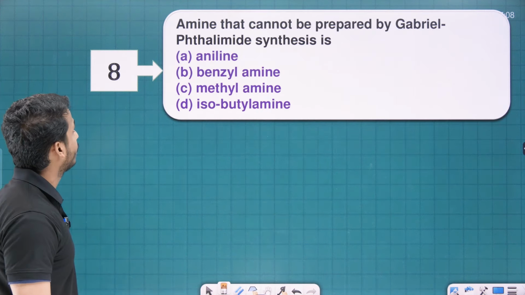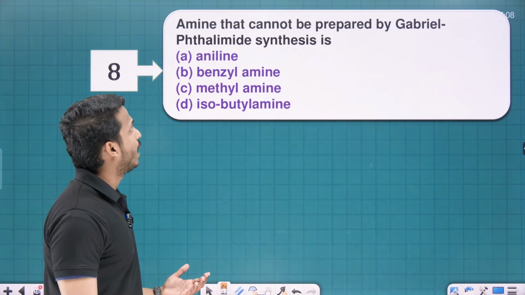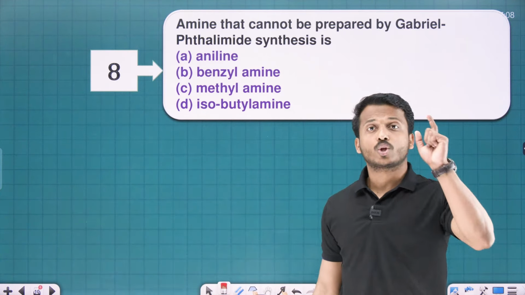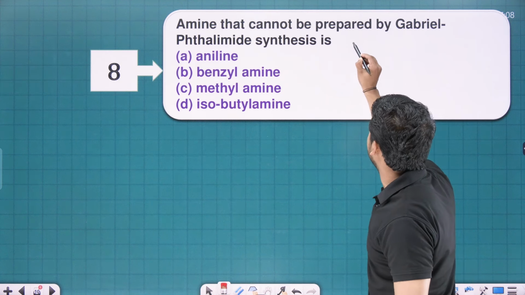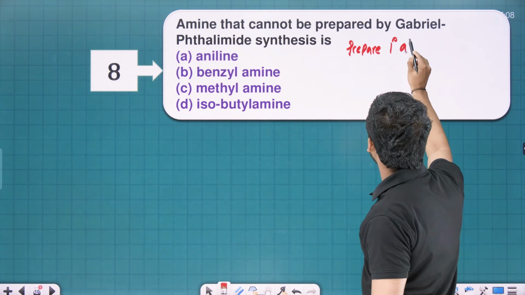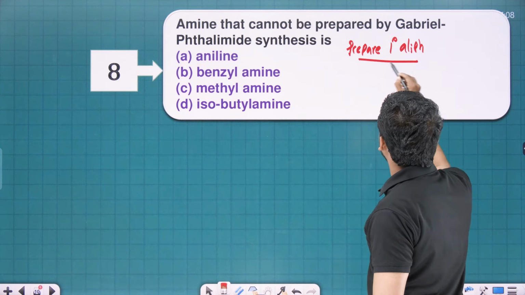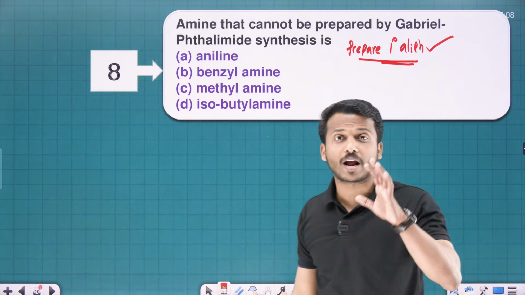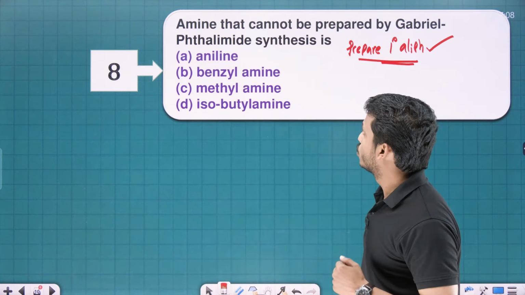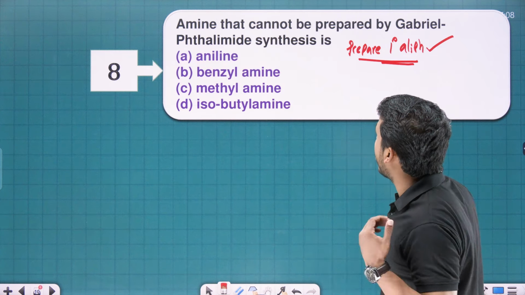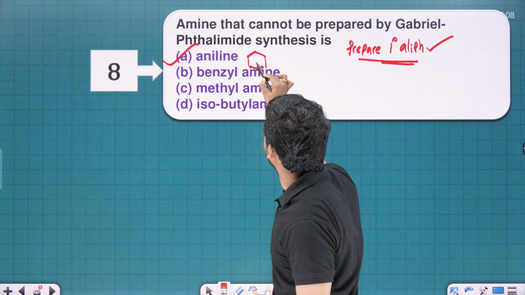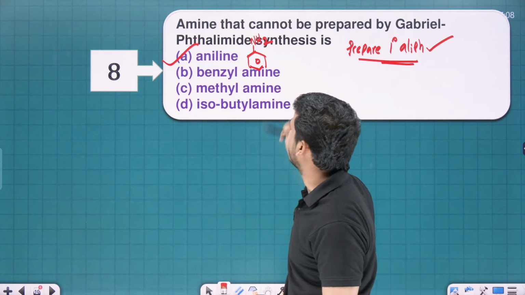Aniline. Question number 8. Amines that cannot be prepared by Gabriel phthalimide synthesis. You may have studied in the theory that through Gabriel phthalimide synthesis, we can prepare primary aliphatic amine. Aromatic amine is not possible. So, which amine cannot be prepared by Gabriel? Aniline. Aniline is which amine, my dear? Aniline is a primary aromatic amine.